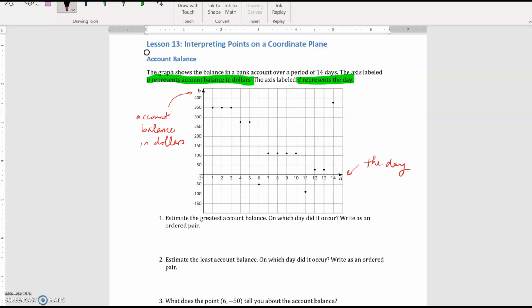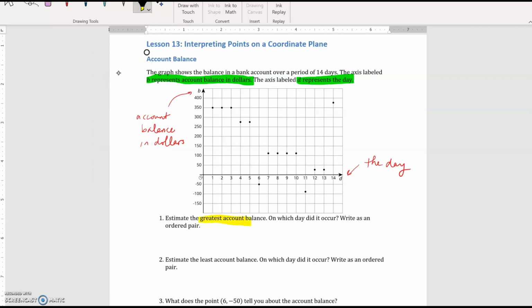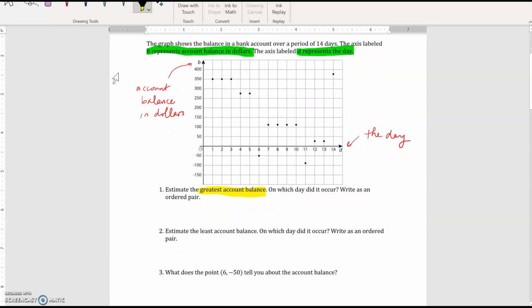So here's an example of that. It says, estimate the greatest account balance. So we're going to try to find the point that represents the greatest account balance, on what day it occurred, and write it as an ordered pair. Where on this graph would be the greatest account balance? I see account balance aligns to the y value, so I'm going to find that point and highlight it. And I see the highest point is right here.